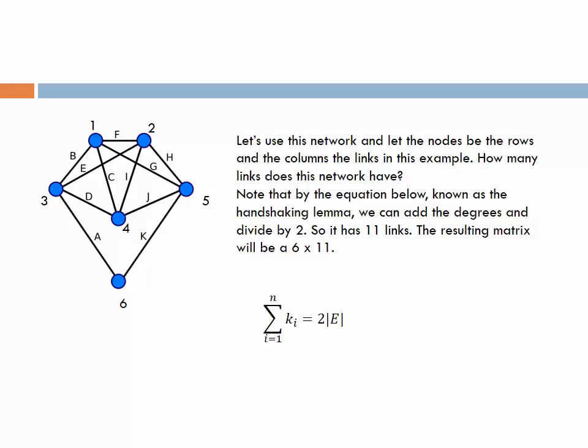So by the time that we've added all of the degrees, we'll come up with a sum that should be twice the number of edges. So if we add the degrees in this particular graph, we have 4 plus 4 plus 4 plus 4 plus 4. 5 4s are 20. And then the last node has degree 2, so we have 22. That tells us that the number of edges should be 11. And so our incidence matrix is going to be a 6 by 11.